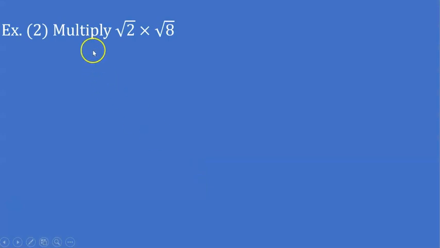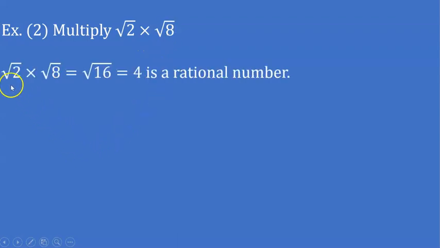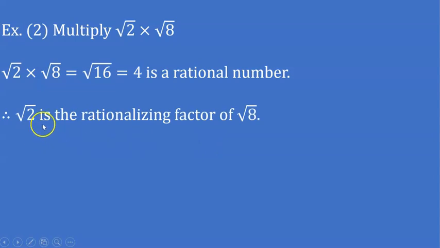Example number 2. Multiply root 2 into root 8. The order of these two surds is again the same. Therefore, root of 2 into 8 means 2 into 8, which is 16. So root 2 into root 8 is equal to root of 16, and the root of 16 is 4, a rational number. Root 2 is a rationalizing factor of root 8.